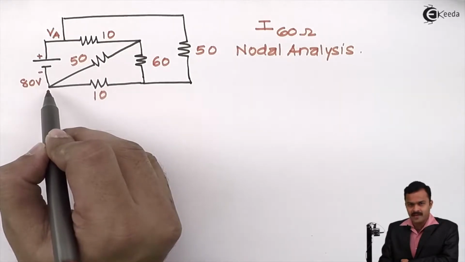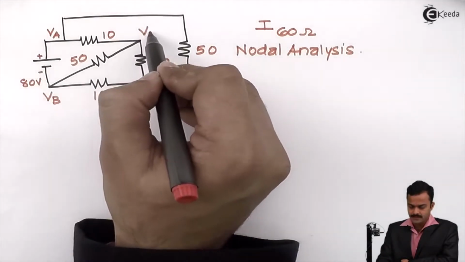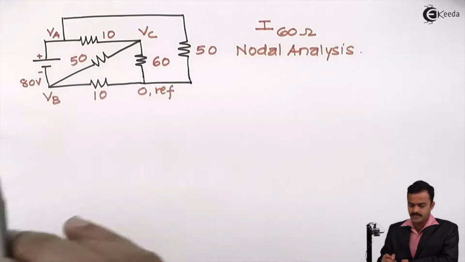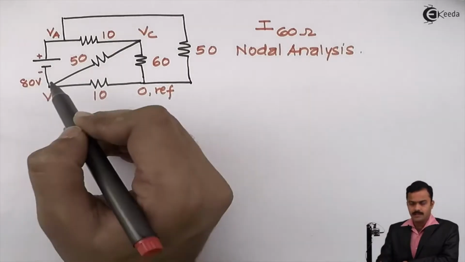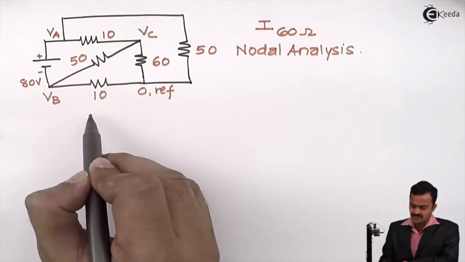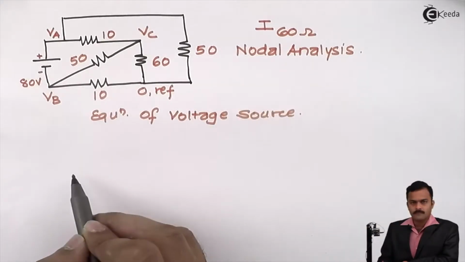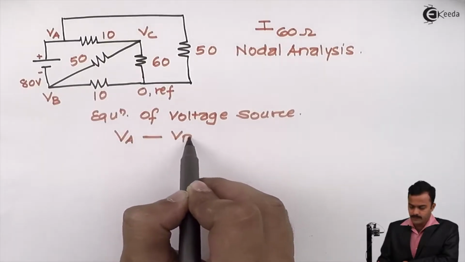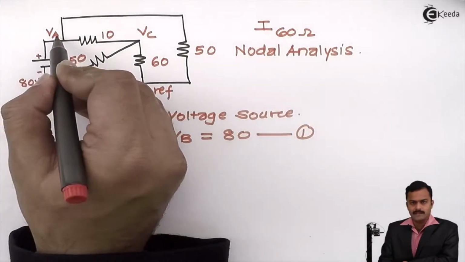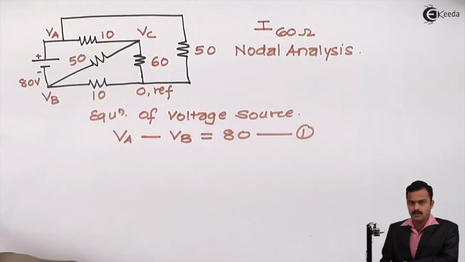Then instead of taking a reference, I will consider this as B point, having a potential VB. Let's take this as C with potential VC, and I'll take this as a reference point with potential zero. Now between nodes A and B, I am having a voltage source. So I can write the equation of the voltage source: VA minus VB equal to 80, because positive polarity is at the A side while negative is at the B side. This is equation number 1.